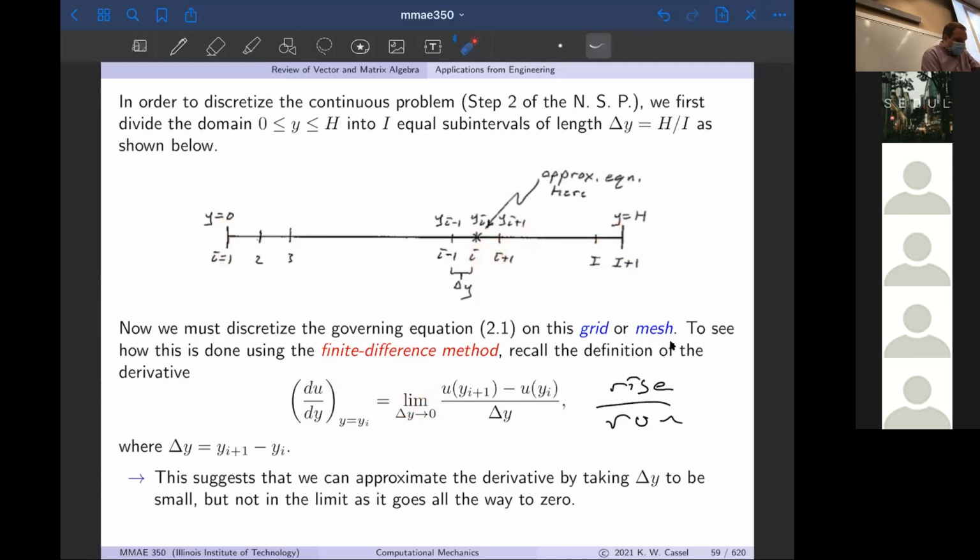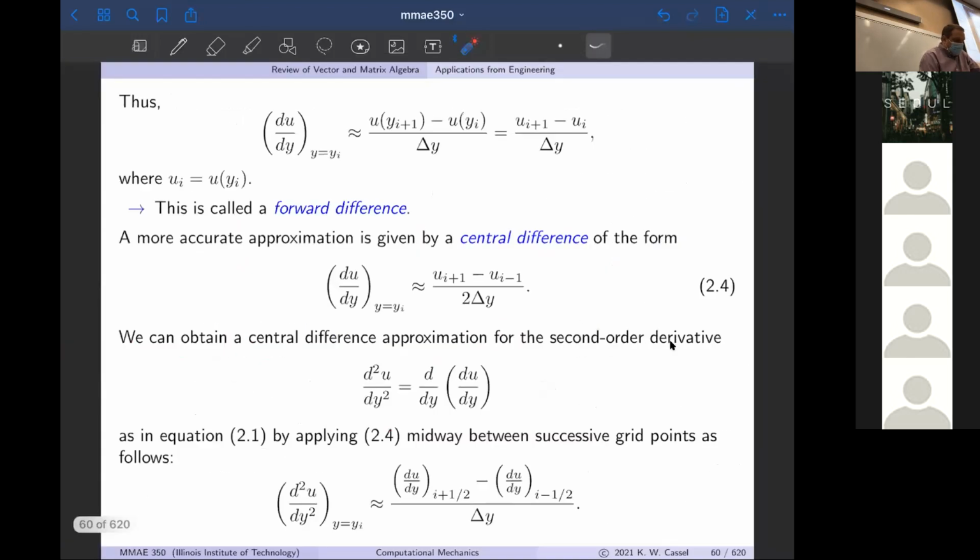So if this limit goes away and I say delta y is small but not 0, then it's no longer an equal, it's now an approximation, right? So now it's an approximation. u at y_(i+1) minus u at y_i over delta y, rise over run, is now an approximation for this first derivative.